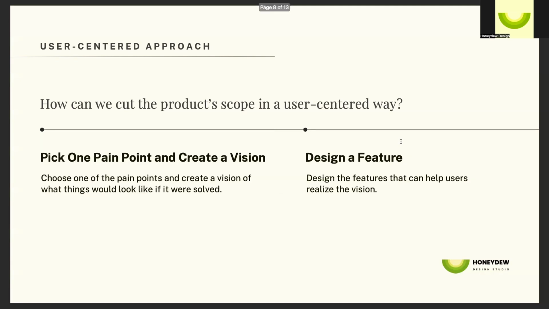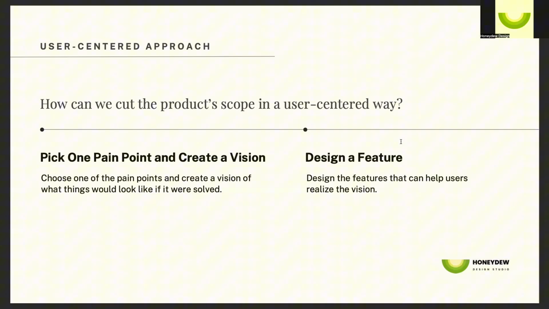And the third step is to pick one pain point. Sometimes product owners find the right problem, and because this problem is so complex, they have like 100 pain points. Each of them is a real pain point, and it's very important. But just remember, we're working on the minimum viable product. So it's very important to just pick one pain point and create a vision. The vision is about what it would look like if this pain point has been solved. And this vision will be the ultimate goal when you design the MVP.